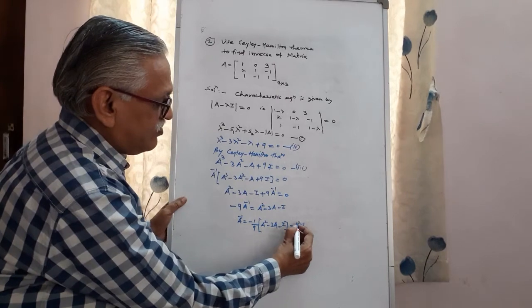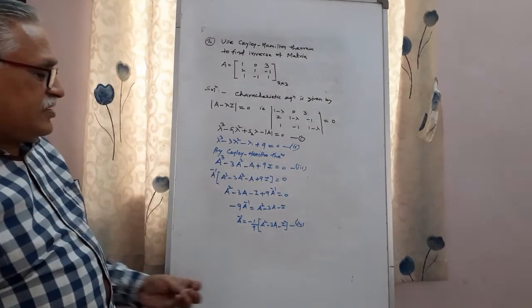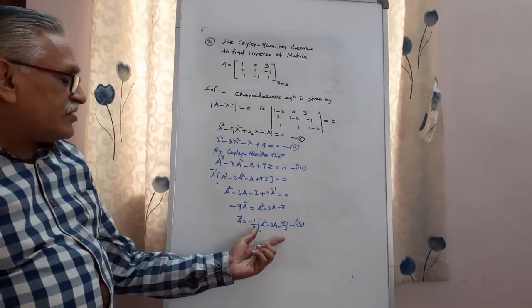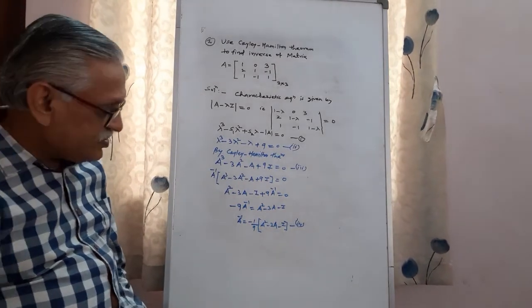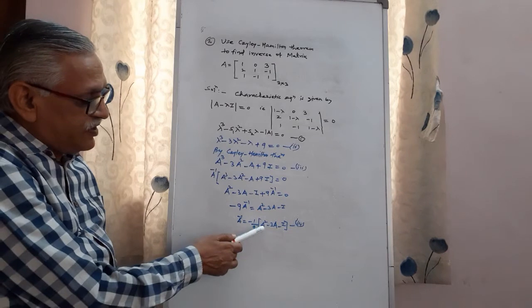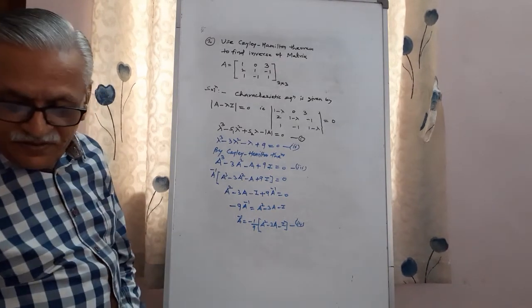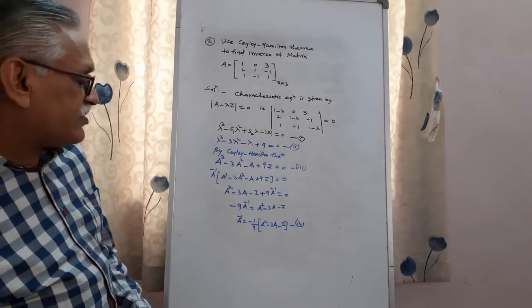Equation 4. This is the A inverse. Using this equation, we can find the A inverse. Therefore, for that purpose, we require to find A square and then substitute all these matrices. I will perform that calculation.